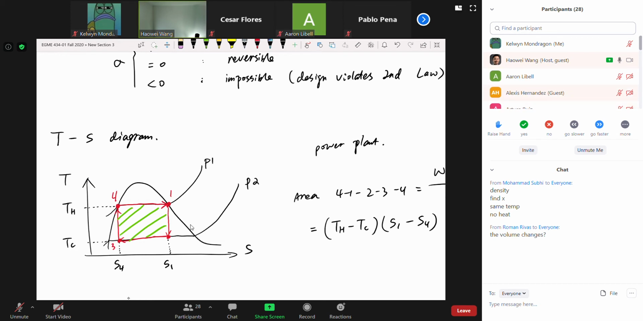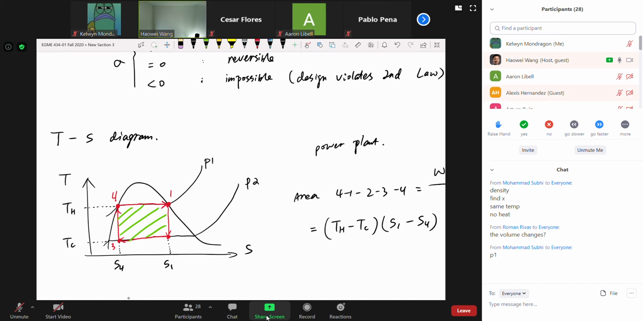So the way we sketch the TS diagram is pretty much the same as T versus nu diagram. The only difference is you just have to change the x coordinate from nu to S. Everything else is the same. You have a vapor dome, you have constant pressure lines, P1 versus P2. Which one is higher, P1 or P2? What's the rule? The higher this line is, the higher the pressure it represents. So in this case, P1 is higher.